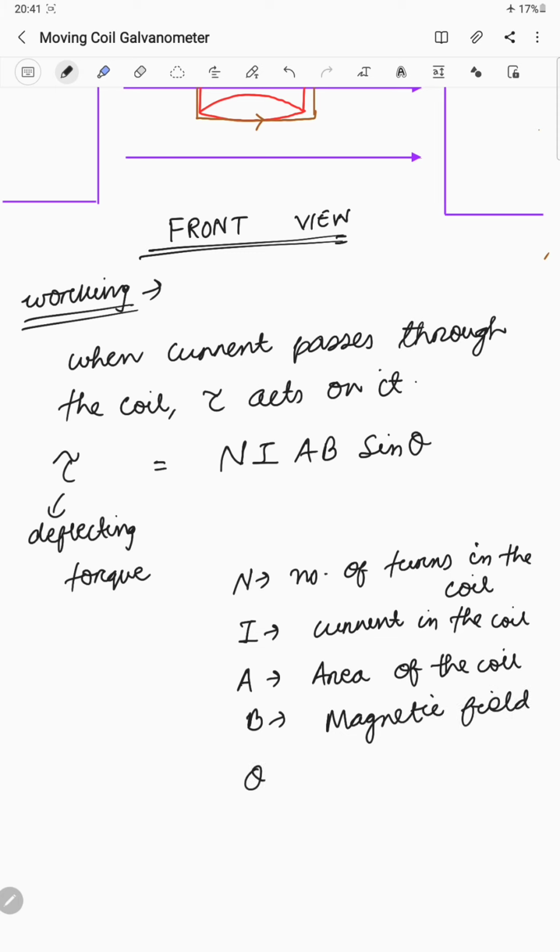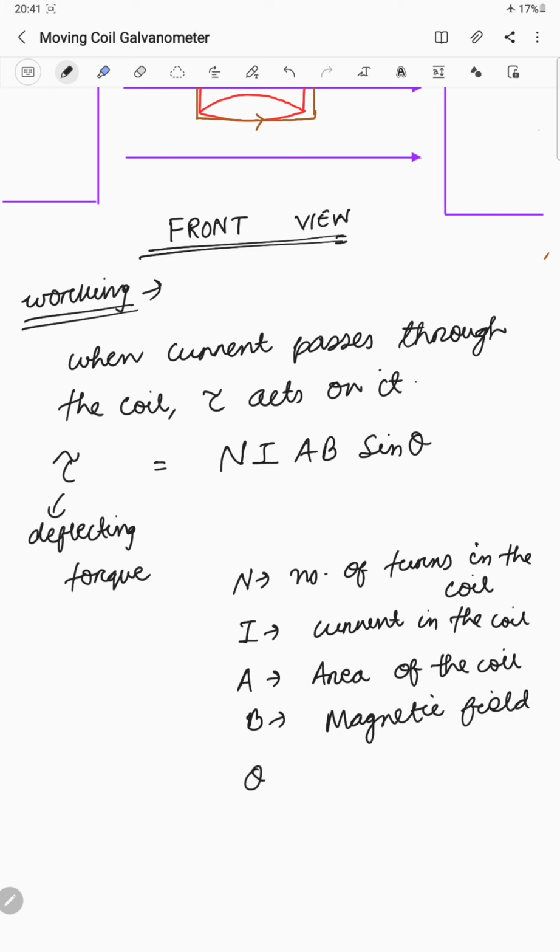And what is theta? Theta is very important. If you remember, in my previous class I told you, theta is the angle between the normal to the plane of the coil and the magnetic field.